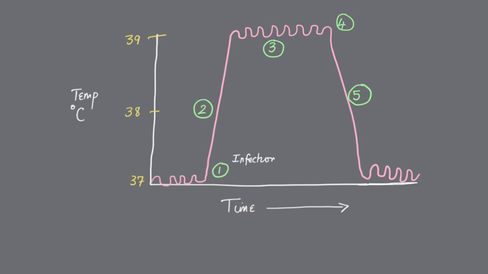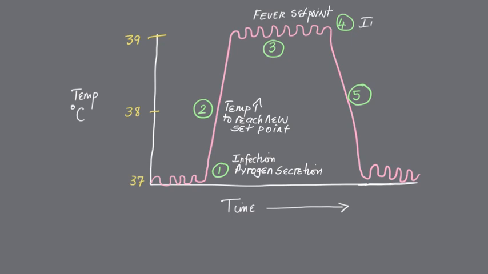Number 1, there is an infection and there is a pyrogen secretion. 2 is the temperature set point going up. So it goes to a new set point. Stage 3 is the fever set point. We have arrived at the fever set point and you are maintaining this set point. 4, the infection has ended and the set point goes back down. Step 5 is the body temperature going back to normal, returning to the original set point.